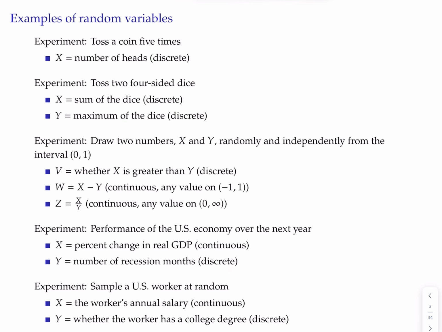Another experiment, this is sort of thinking well ahead to when we come back to the idea of sampling variability later in the course. Sample a U.S. worker at random, right? There's many different things we could learn about this worker. One of them would be their annual salary. That's continuous on some interval. Another would be whether they have a college degree: 1 if yes, 0 if no. That's a discrete variable.